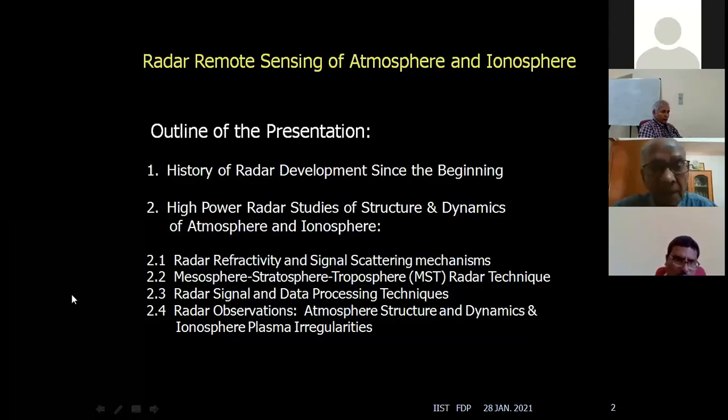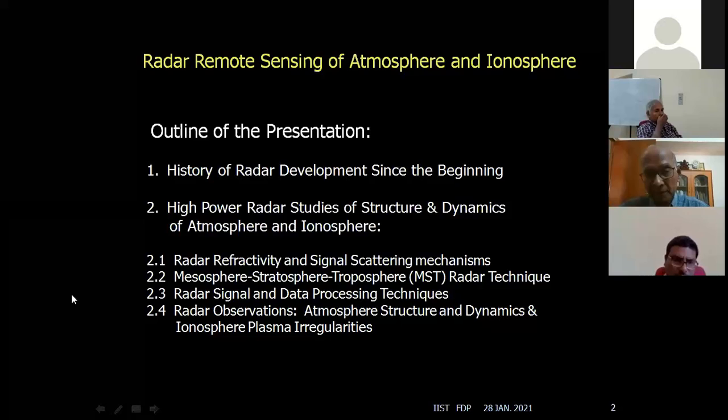operation. And the MST radar is basically mesosphere, stratosphere, troposphere. That's the middle atmospheric region, and that is explored using the MST technique, the high power radar technique. In fact, that is the only technique that can be used to study the middle atmosphere, because satellites or rockets cannot explore that region effectively.